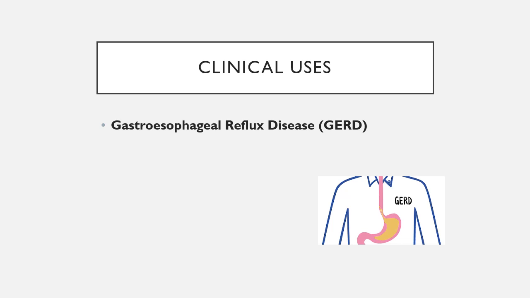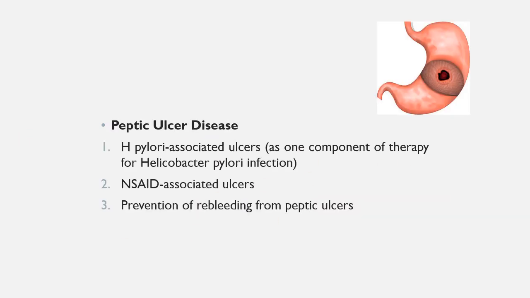Coming to the clinical uses of proton pump inhibitors, they are used as a first-line therapy to treat gastroesophageal reflux disease, GERD. They are also used to prevent and treat the esophageal complications and extraesophageal complications of GERD, like esophageal stricture, Barrett's esophagus, asthma, cough, laryngitis, and non-cardiac chest pain. They are very effective against GERD. They are more effective than H2 blockers.